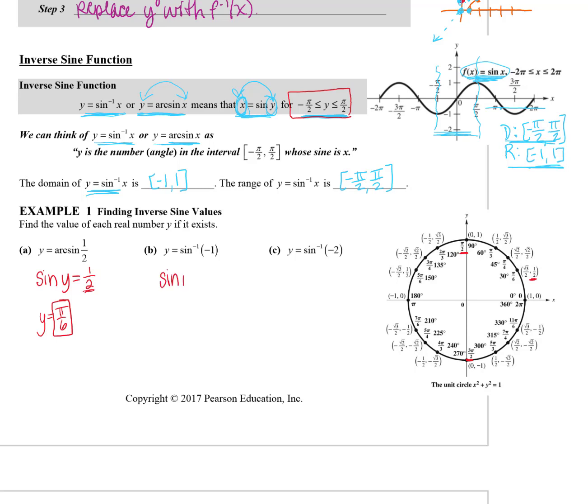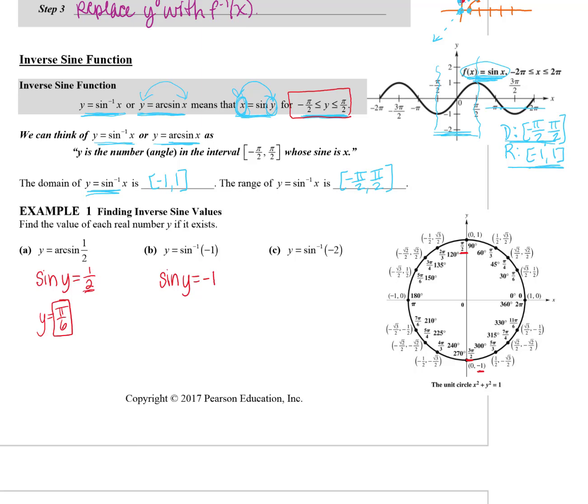Sine of some value is equal to -1. This means the same thing as the original problem. So we look for a y value that has to be either in the fourth quadrant or in the first quadrant. So where is y -1? Well, you can see that's down here.